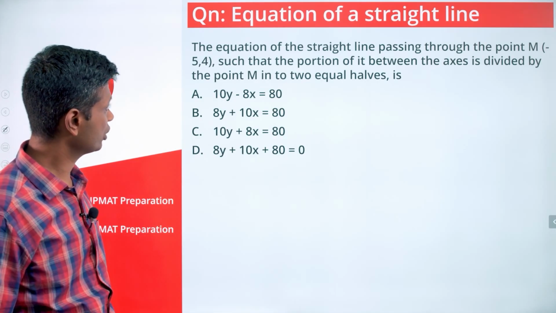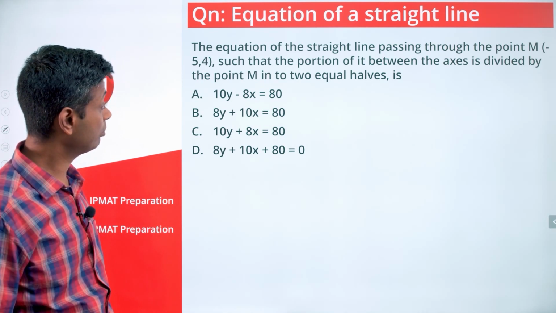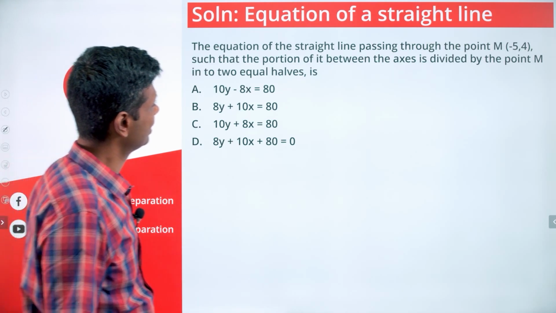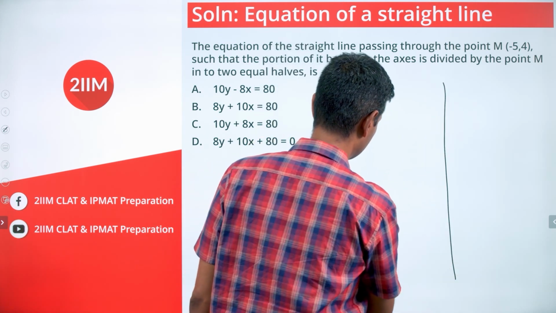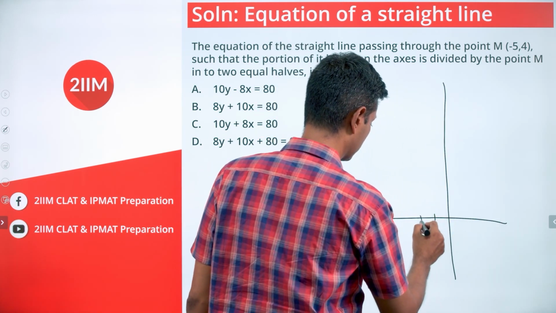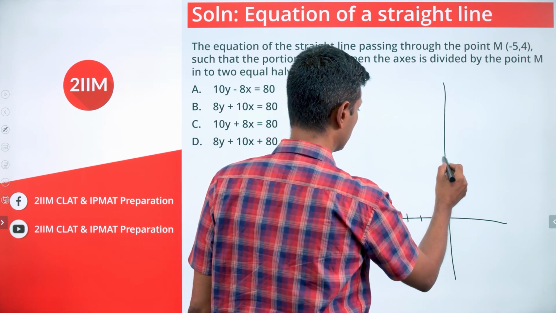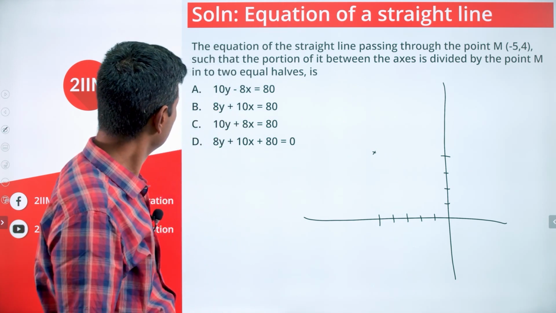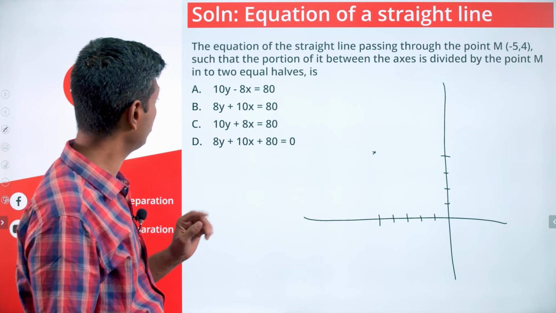Minus 5 comma 4 such that the portion of it between the axes is divided by the point M into 2 equal halves. It's a lovely question. So the straight line passing through the point minus 5 comma 4. I'm going to draw the axis like this. Minus 1, minus 2, minus 3, minus 4, minus 5, 1, 2, 3, 4. So the line passing through this minus 5 comma 4 such that the portion of it between the axes is divided by the point M into 2 equal halves.